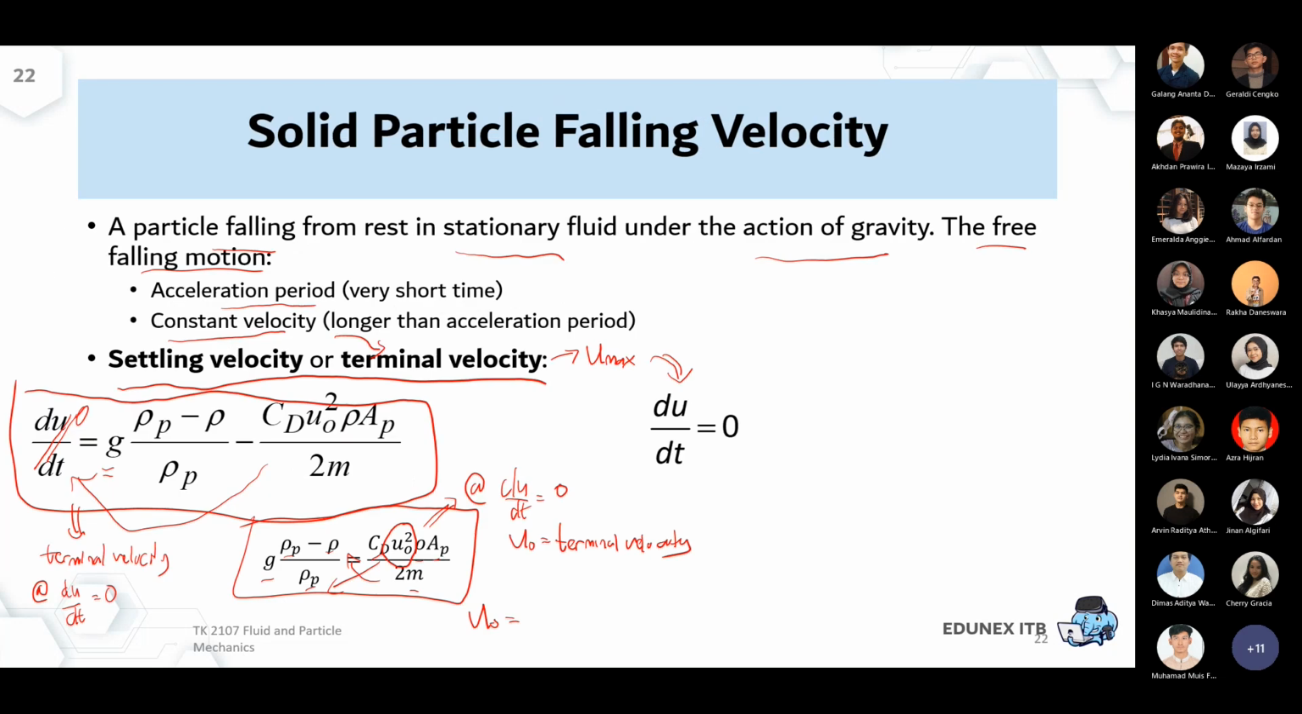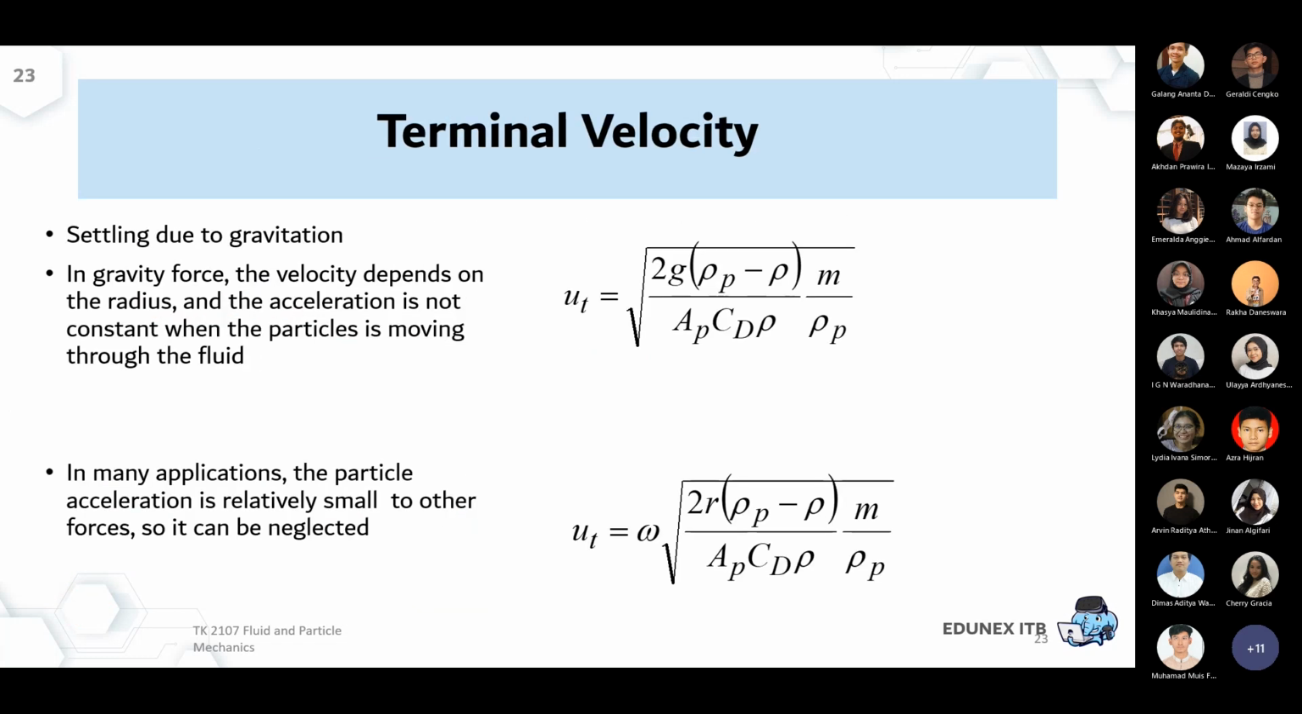So 2m becomes the top, and then CD rho AP becomes the bottom, and last we give a square root to find the terminal velocity. Okay, so this is the terminal velocity that happens when acceleration is constant during the final part of the free fall motion.